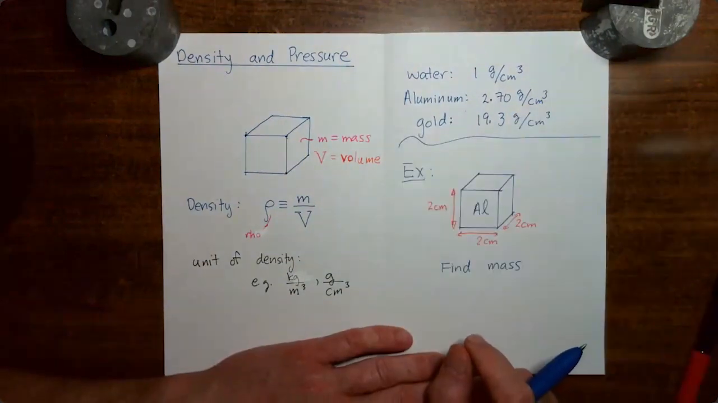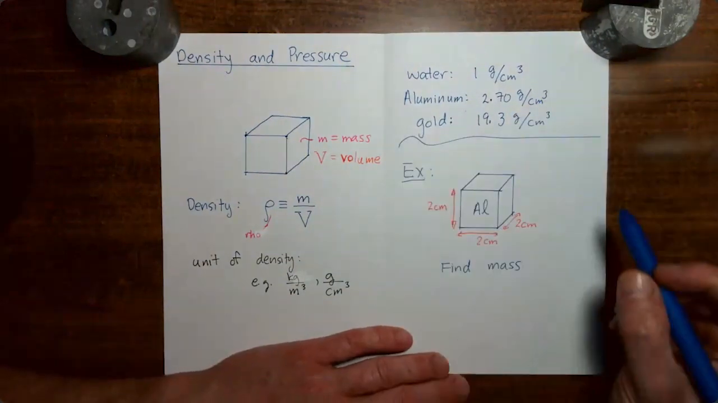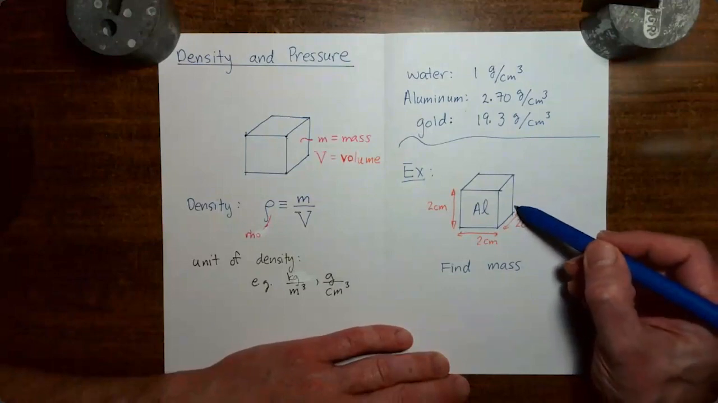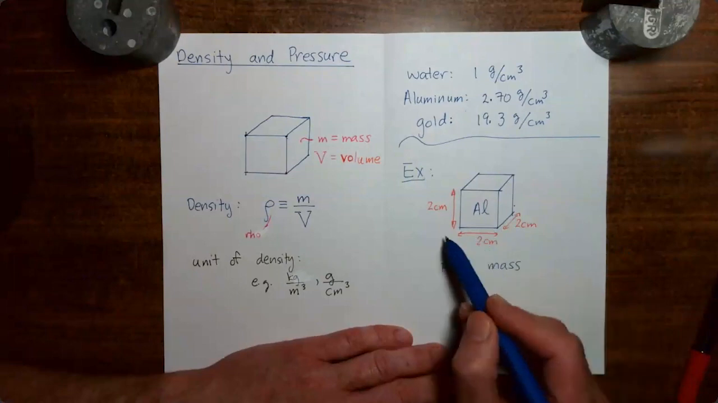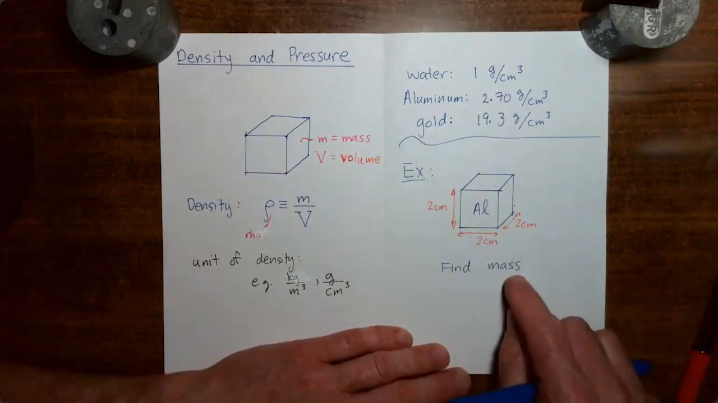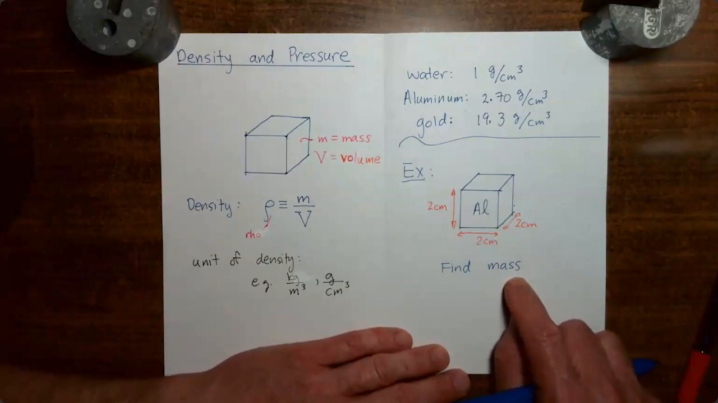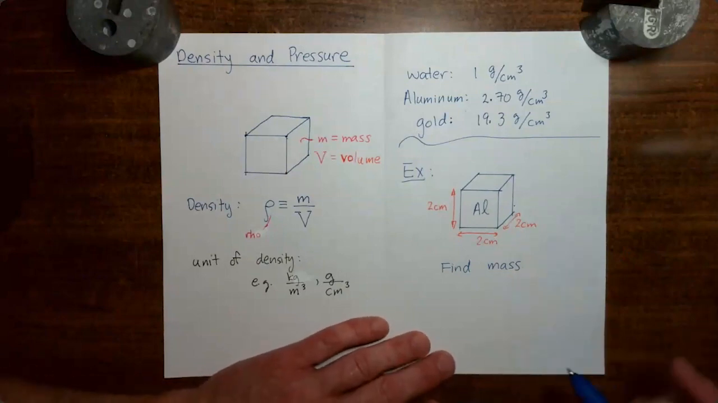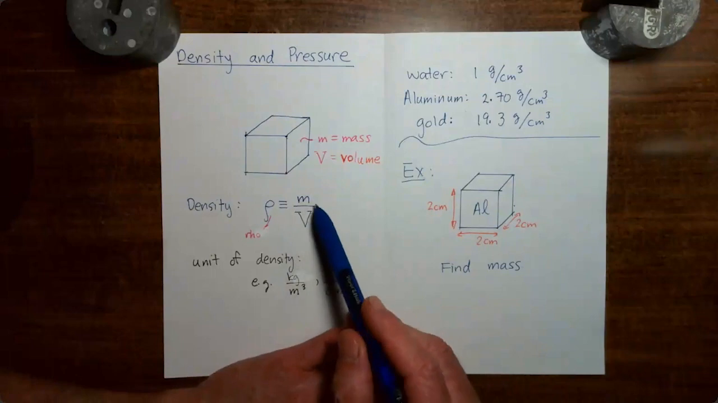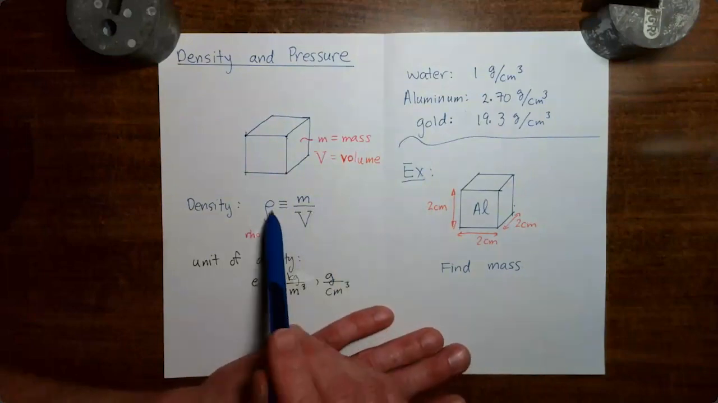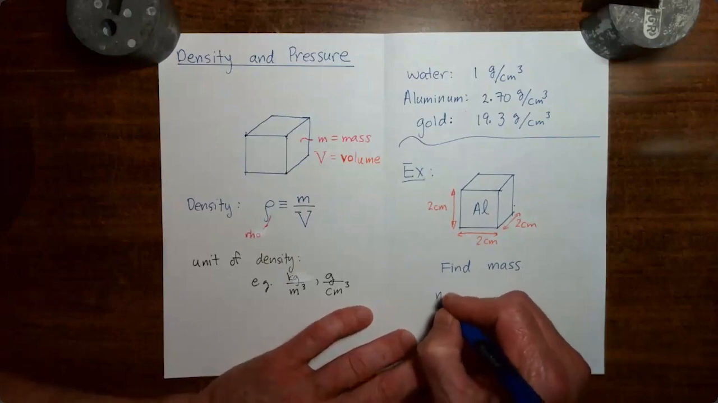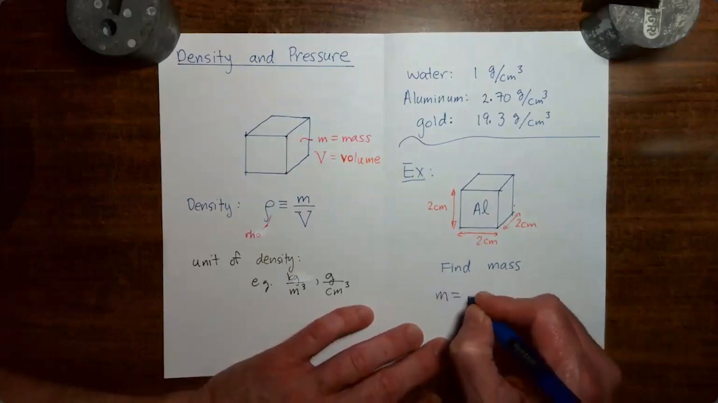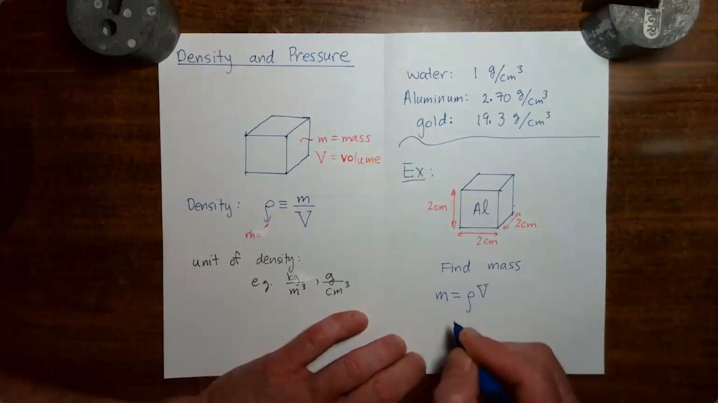Let's do a quick example calculation. Let's say I have an aluminum cube, which is 2 centimeters on each side, and we want to find the mass of this aluminum cube. So here's what we do. Let's go back to the definition of density. We have that density is mass over volume. So we're just going to solve for mass. Mass equals density times volume.